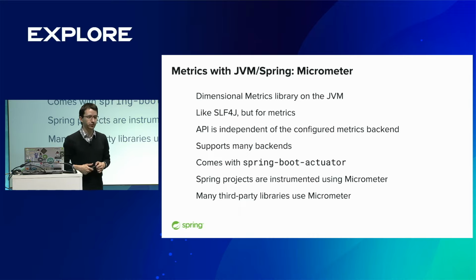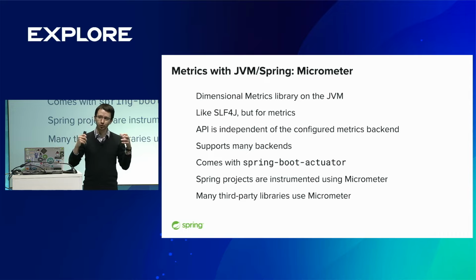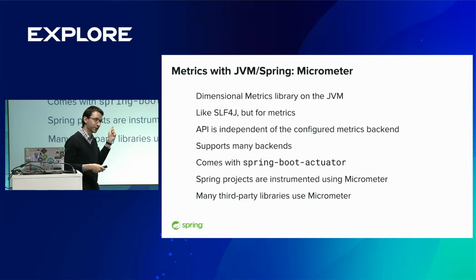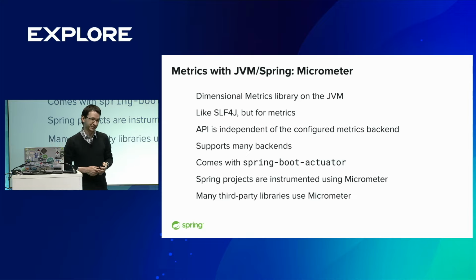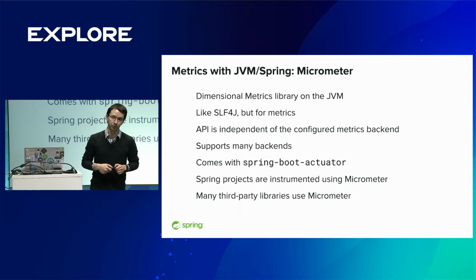If you want metrics, we usually recommend using Micrometer. Micrometer is a dimensional metrics library for the JVM. It is kind of like the SLF4J situation, because Micrometer has a nice API which is independent of the configured metrics backend or backends, because you can use multiple backends with Micrometer. You don't need to use more than one, but that's usually what people do. We have support for many backends, I believe 20 plus. And Spring Boot Actuator will bring in Micrometer for you and auto-configure it as well. So that's a great thing. You will get it out of the box.